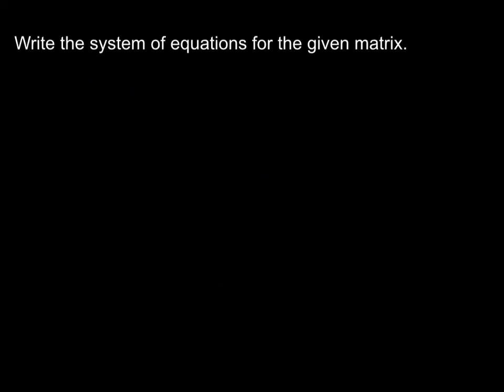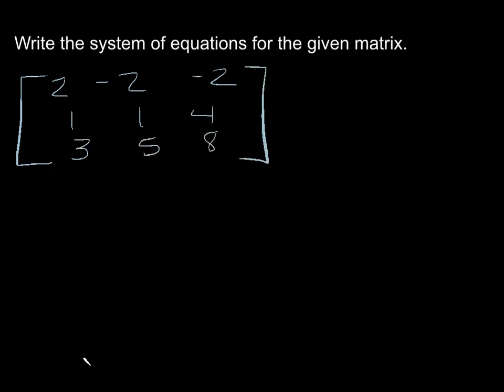Next, if I have a matrix, how can I write the system? How can I go backwards? So if I have 2, -2, -2, 1, 1, 4, and 3, 5, 8. That's exactly like putting an x, a y, and an equal sign in the matrix.